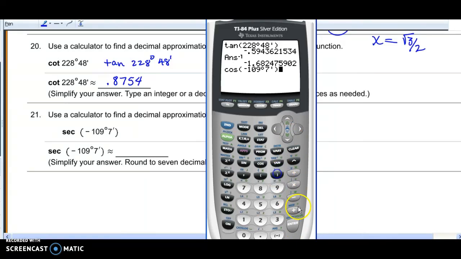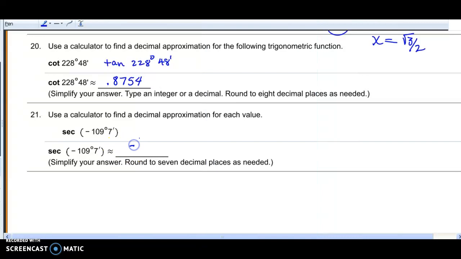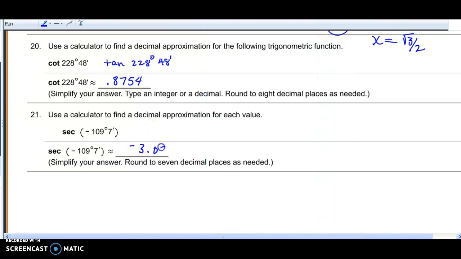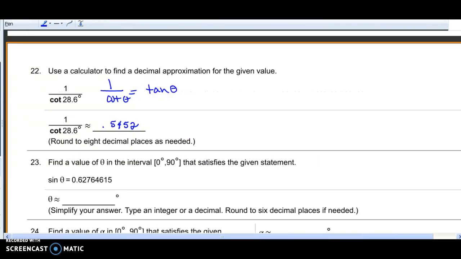And again, since I'm in the correct mode, I should eventually get to the right answer here. Okay, so that's what cosine of that angle is. I want secant, so I'm going to do the inverse by pressing x minus 1 to flip it over. And that is the correct answer. Negative 3.0535.